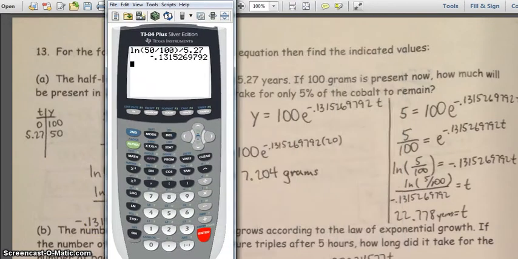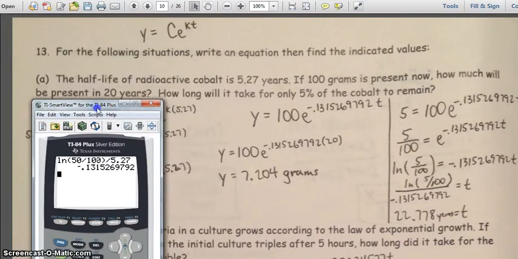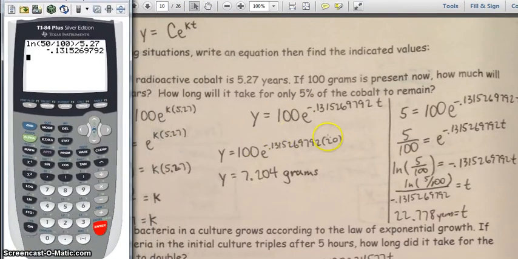And then I'm going to answer the questions. So I wrote my equation out based on my c and my k. K is a constant. You always find that before you can write your equation. And then they first asked me, if 100 grams is present now, how much will be present in 20 years? So I'm simply plugging in 20 for t and getting an answer. So if I plug that in, it'd be 100, and then to get to e, you do second ln. Then I'm simply arrowing up to select that number and then multiplying times 20. And my calculator will tell me what the answer is. So 7.204 is what it rounds to.